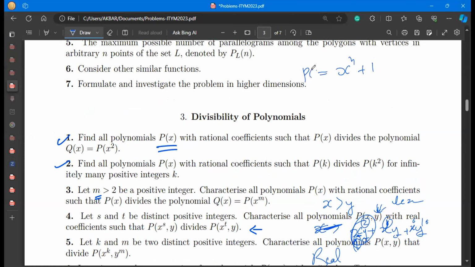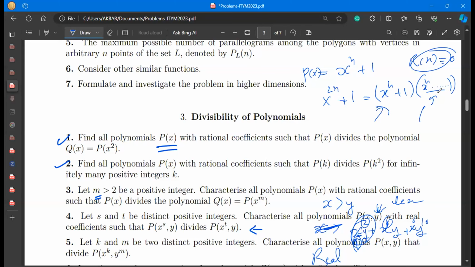P of x is this thing, and then q of x is x to the power 2n plus 1, and I want to write this as x to the power n plus 1, and all less than x to the power n, and all the lower degree terms, and try to find the coefficients of this d of x, because by default I am assuming that r of x is 0. Okay, so try to find the coefficients and then classify all p of x of this type.